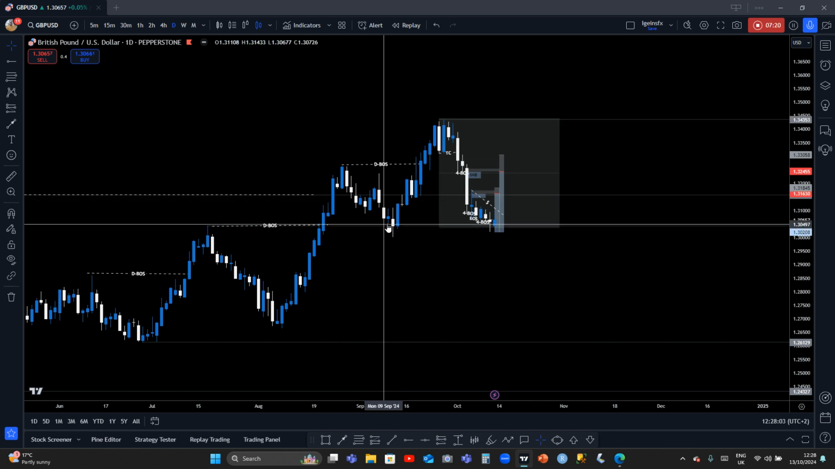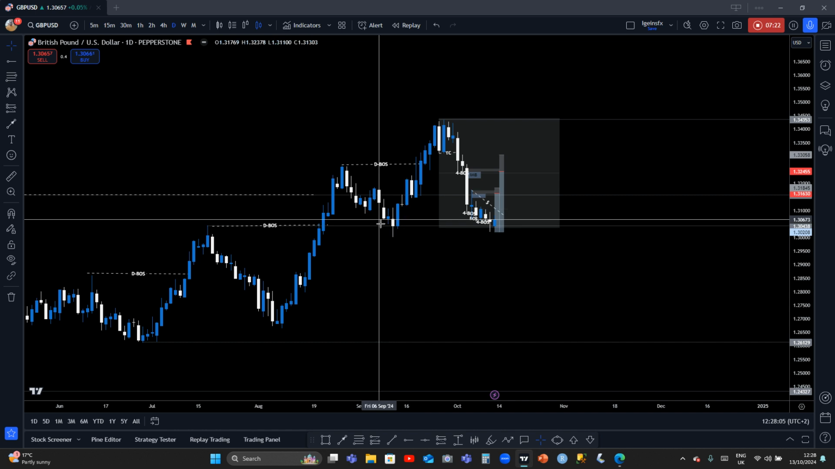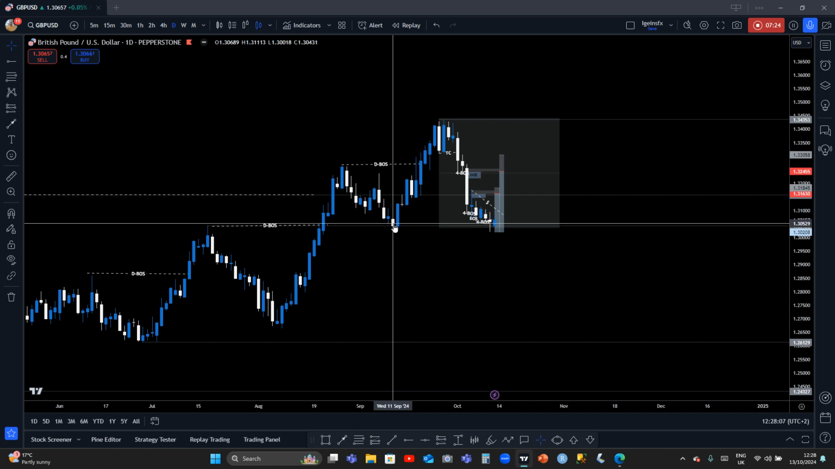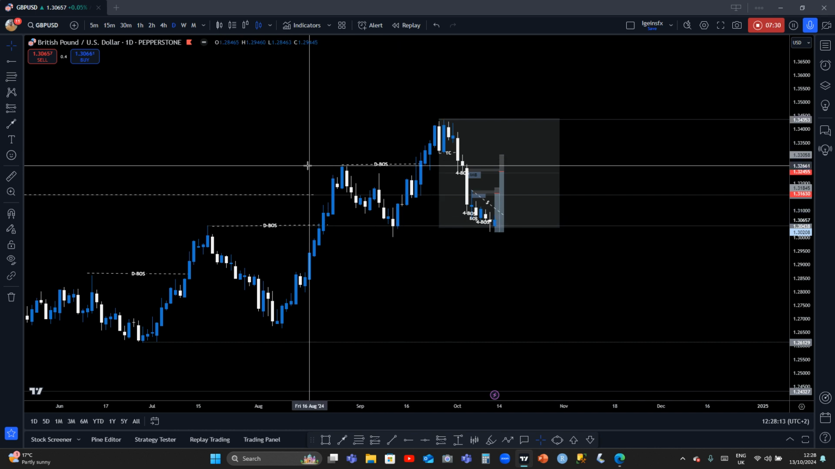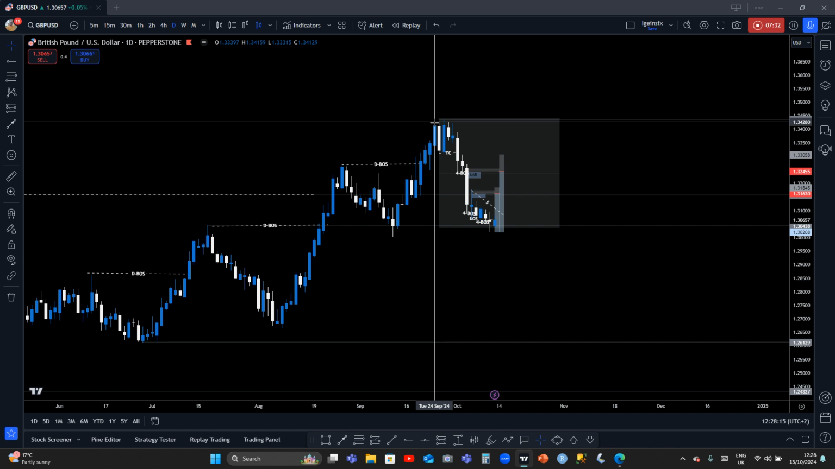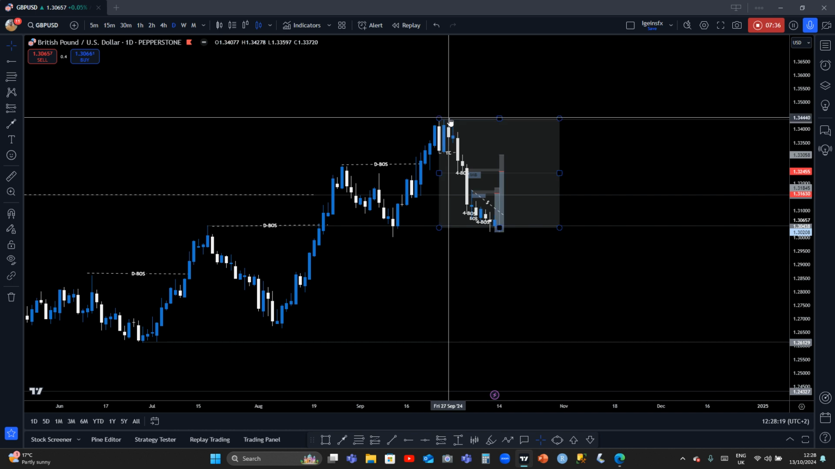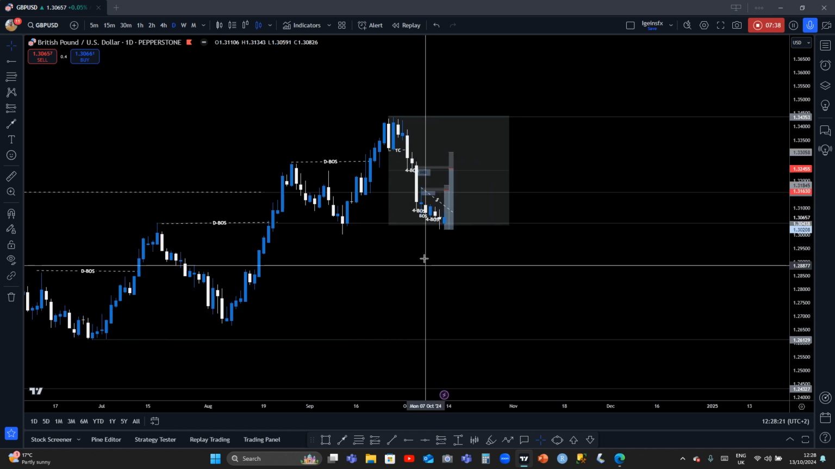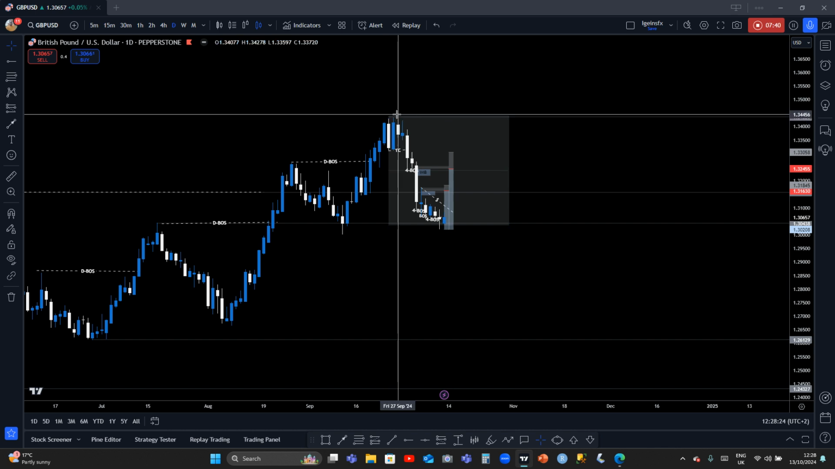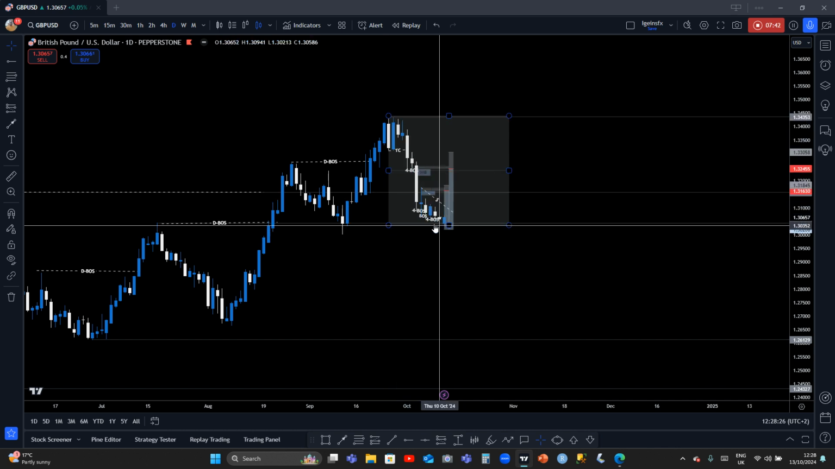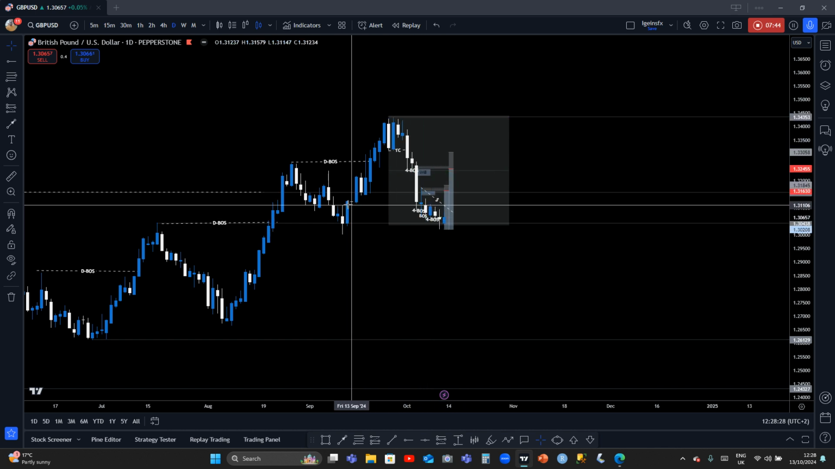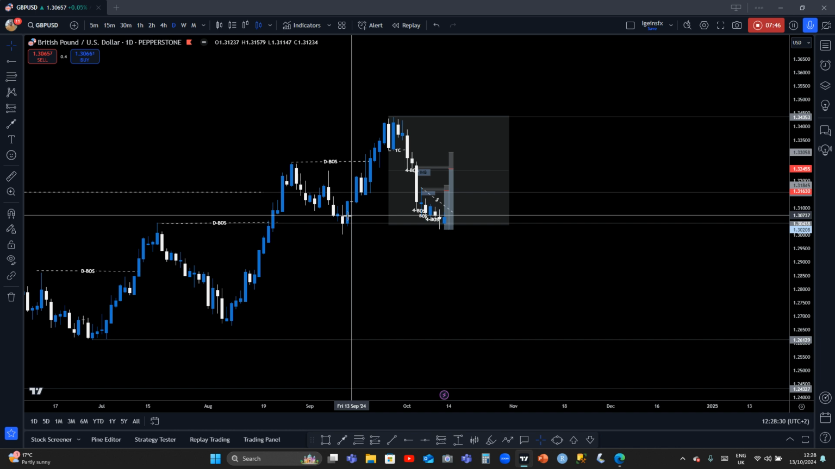Then this guy here, this demand zone here, created a demand and pushed up and broke this structure. It got to this point, created a high, then there was a sell-off to this point. All right, the supply here pushed the price down back to the demand zone.